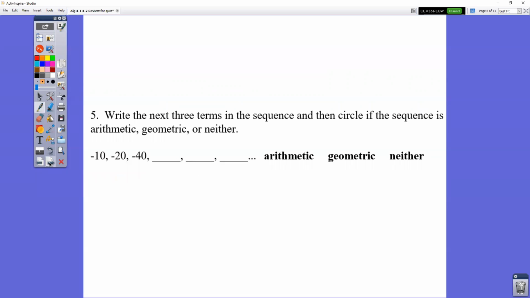Take a look at number 5. Write the next 3 terms in the sequence, then circle whether the sequence is arithmetic, geometric, or neither. Go ahead and try number 5, please. So we're going from -10 to -20 to -40.